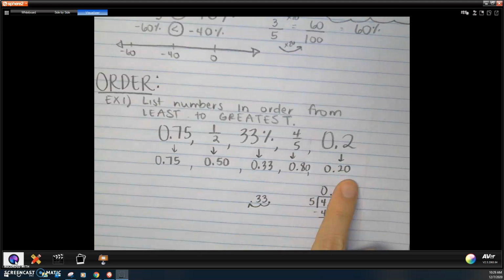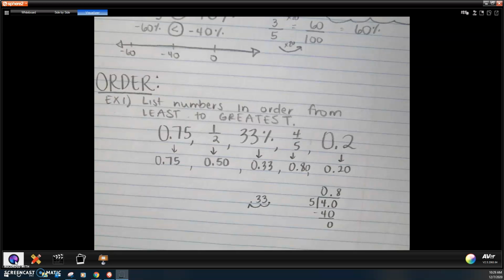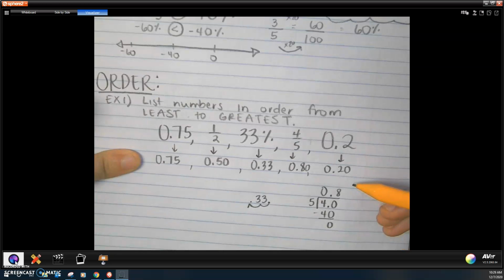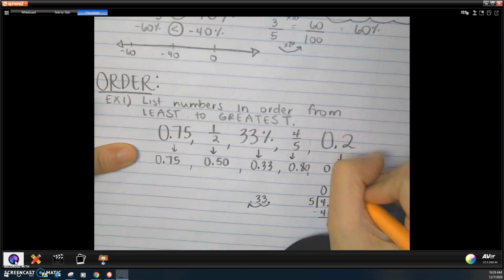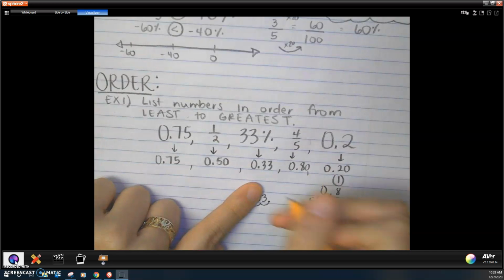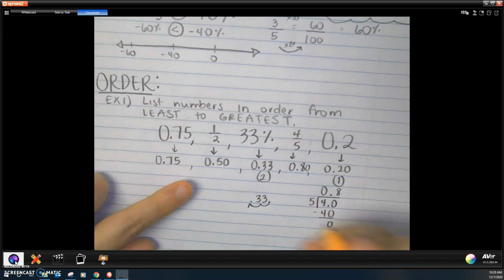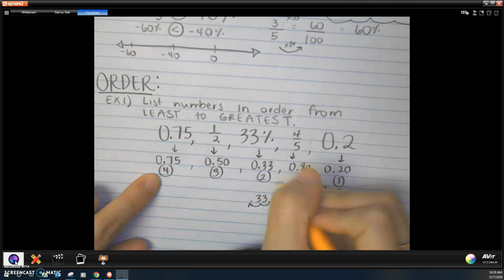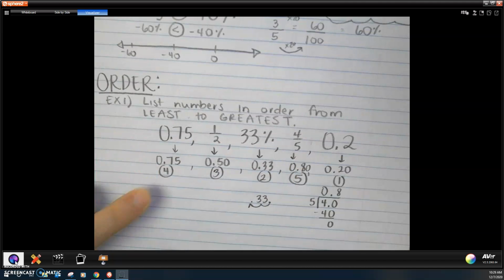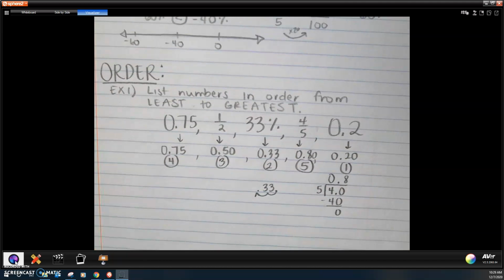Remember, zeros at the end do not change the value. And now we can go ahead and list them. So I'm going to think about this just like money. So this is 20 cents. This will go first, then 33 cents, then 50, 75 cents, and 80 cents. And then I'm just going to order them.